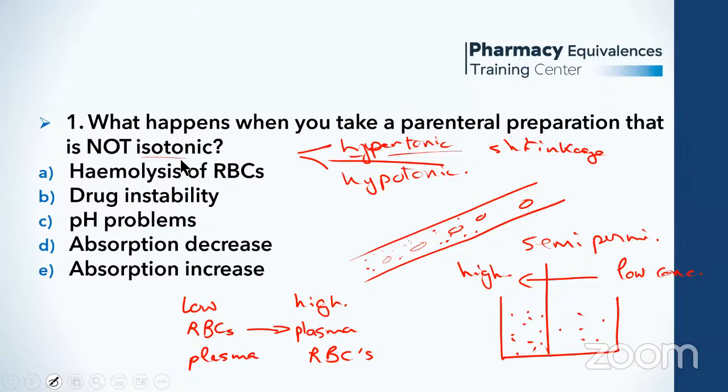Okay, so the fluid will transfer from plasma to the RBCs. This will lead to swelling of the RBCs, then rupture of the RBCs, which leads to hemorrhage or hemolysis. So the first answer is the right answer here. Okay?